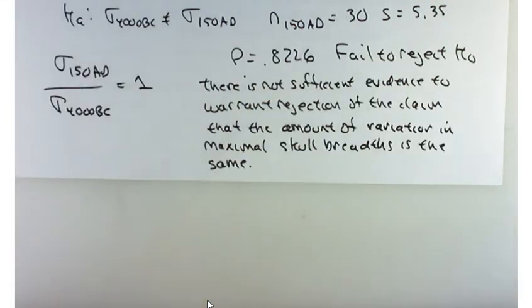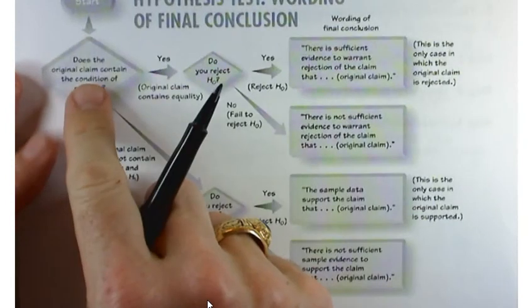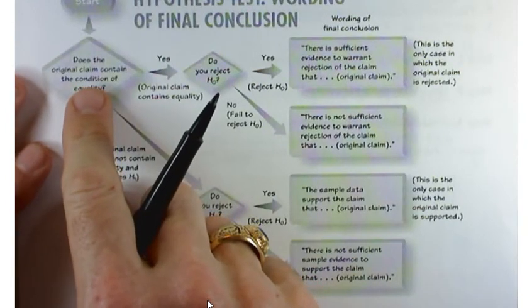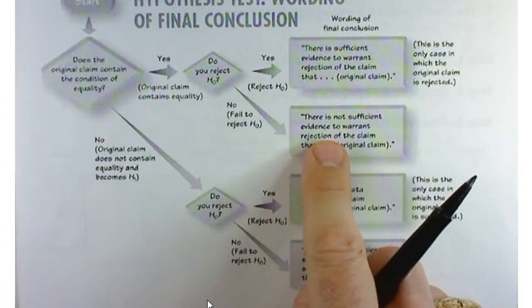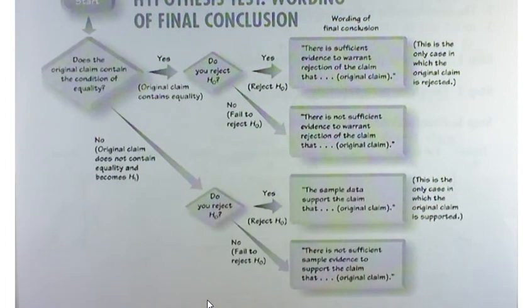So, you should be following this path. The original claim contained equality. Yes. Do we reject? No. So, there's not sufficient evidence to warrant the rejection of the claim, etc. And then you restated it beautifully. Thank you.